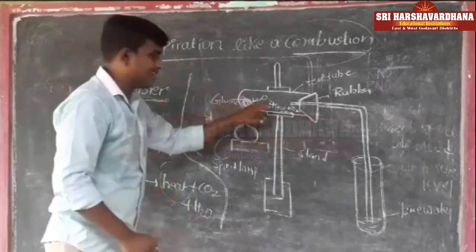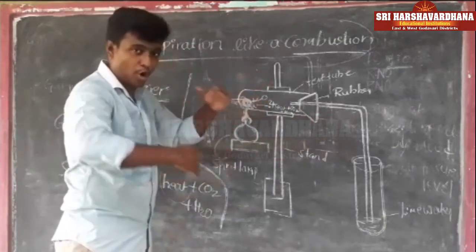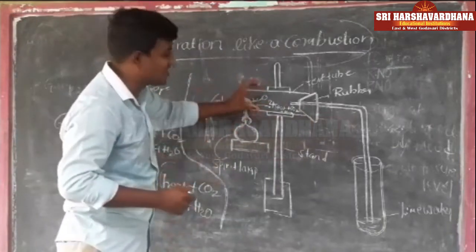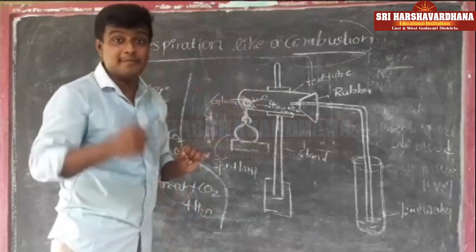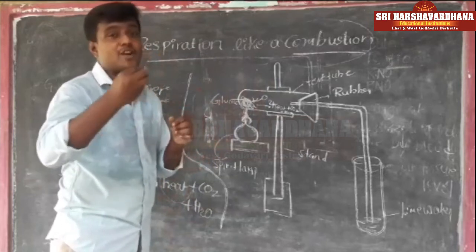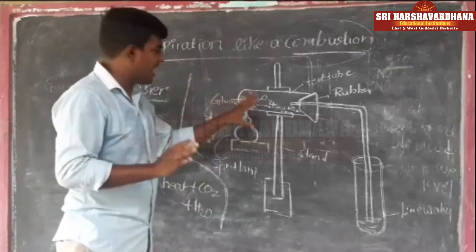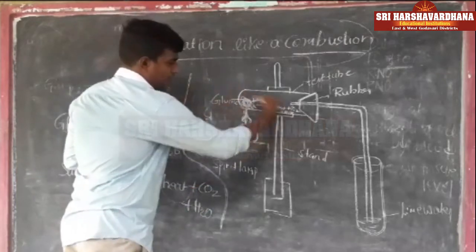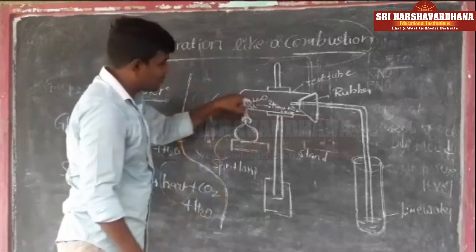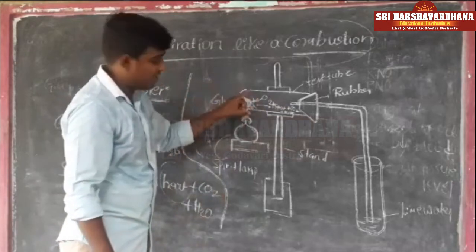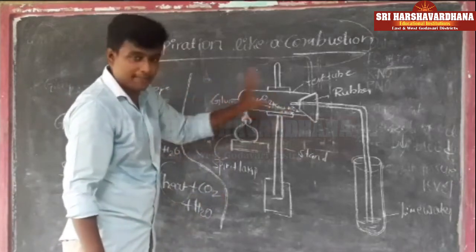But when you touch the test tube after the whole process is complete, we can see that the test tube becomes very hot. That is also not accurate, so we keep the heat and water aside. So when the glucose solution is burned, it liberates carbon dioxide.